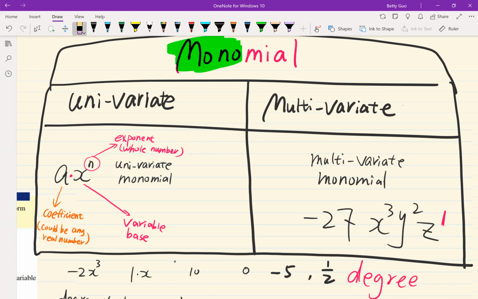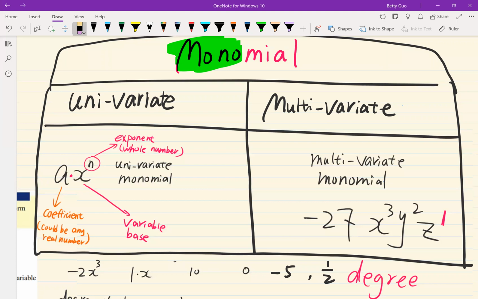Anyone has an answer? Yes or no? Yes. Tell me, what's the coefficient? -2. Could the coefficient be -2? Is it negative? It's okay, because remember, the coefficient could be any real number. What's the variable base? x. What's the degree on the shoulder of the x? 3. Is 3 a whole number? Yes, okay. So this is a monomial, no problem.